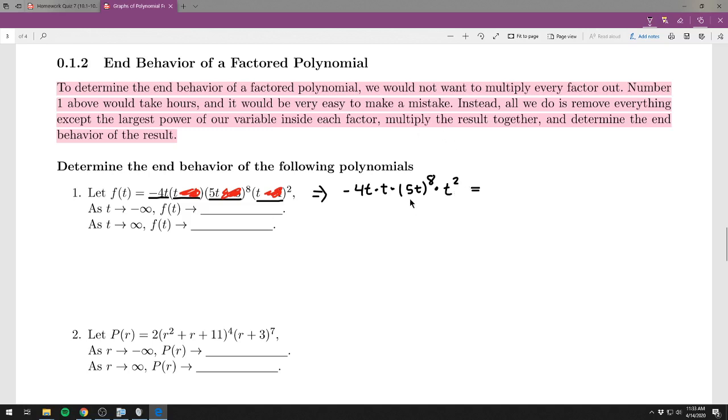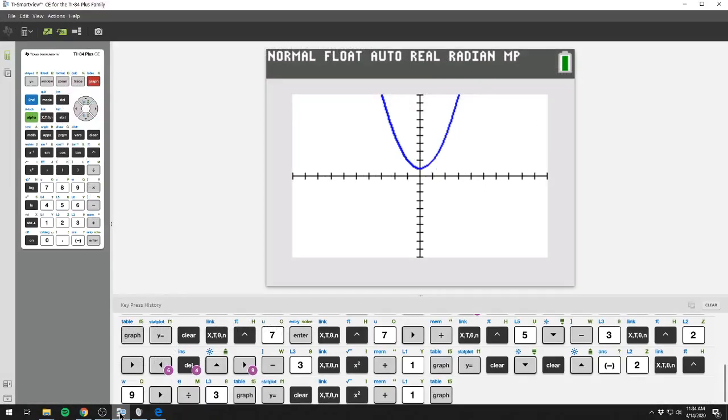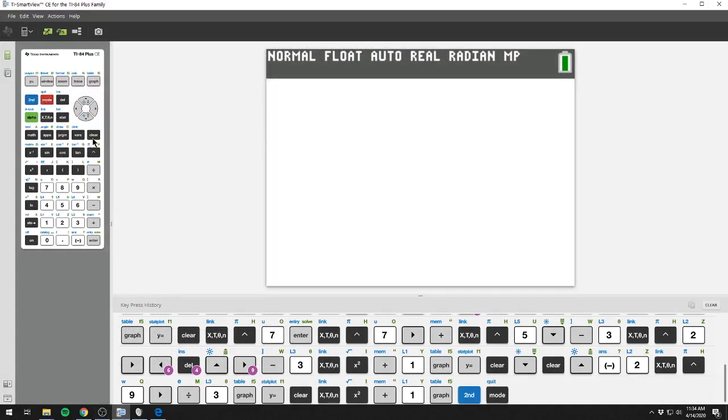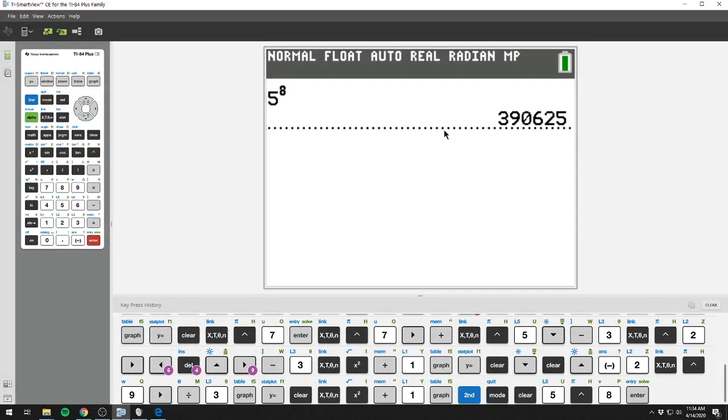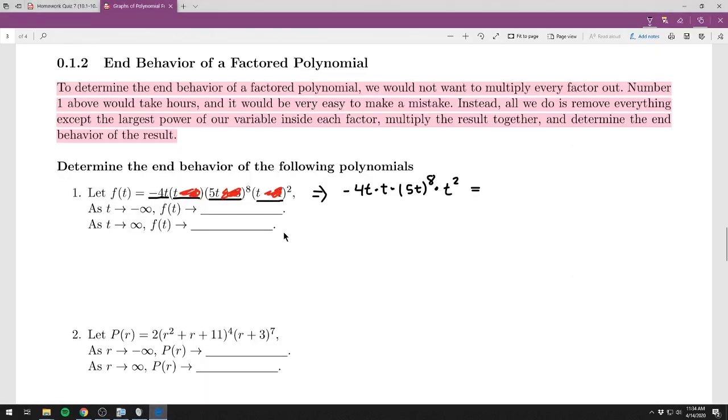Now from here, you want to simplify using exponent rules. This thing right here, the 5t to the 8th power, you have to raise each part to the 8th power. You don't necessarily need to figure out 5 to the 8th power. It's going to be huge, but I'll go ahead and do that. We got 5 raised to the 8th power, 390,625. Don't need to try to figure that out by hand.